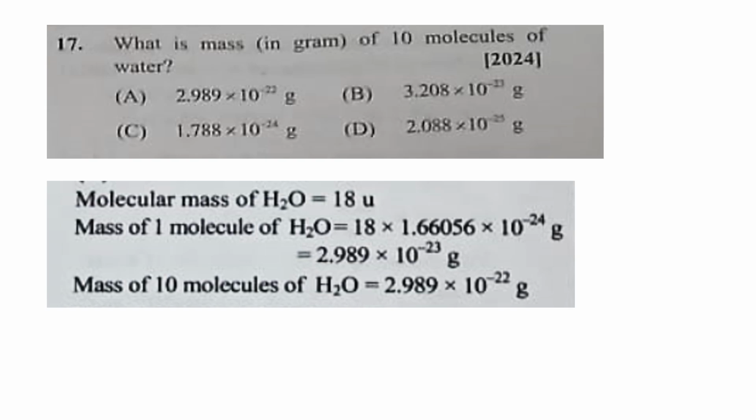Question number 17. What is the mass in gram of 10 molecules of water? If we calculate the molecular mass of water, we get 18 U. For the mass of one molecule of water, we have to multiply this molecular mass of water with 1 AMU, whose value is 1.66056 into 10 raised to minus 24 grams. Then we will get 2.989 into 10 raised to minus 23 grams.